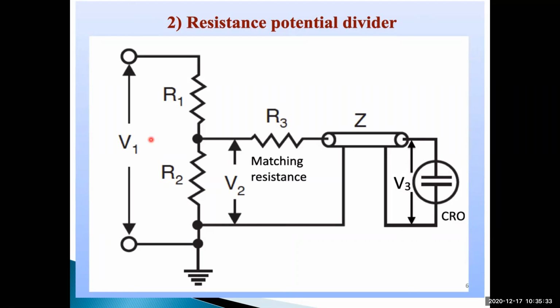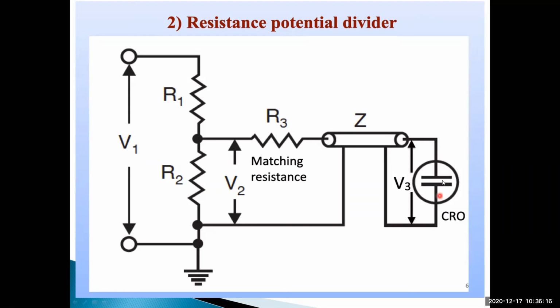In that condition, there may be a transient in the waveform, a disturbance in the waveform, and that can be avoided by using matching resistance. I think you have already completed this in a power system course. The internal impedance of the CRO is very high, which means it acts as an open circuit. The CRO is a voltage measuring instrument, not a current one. So that's why it acts as an open circuit.